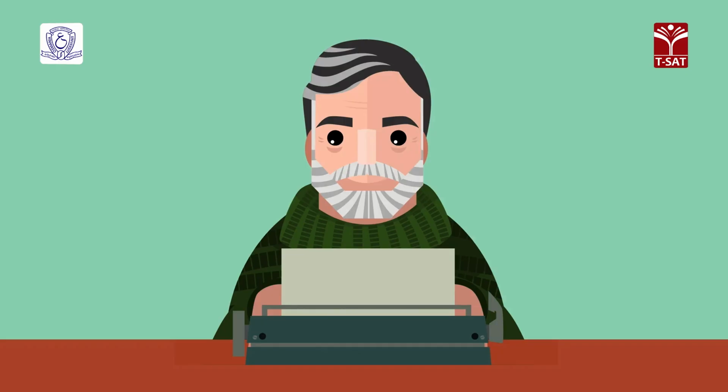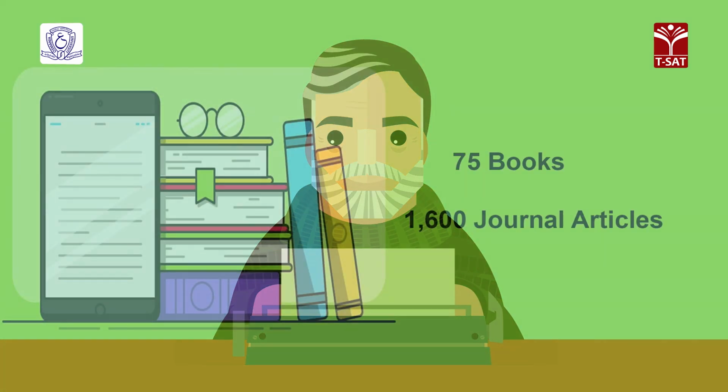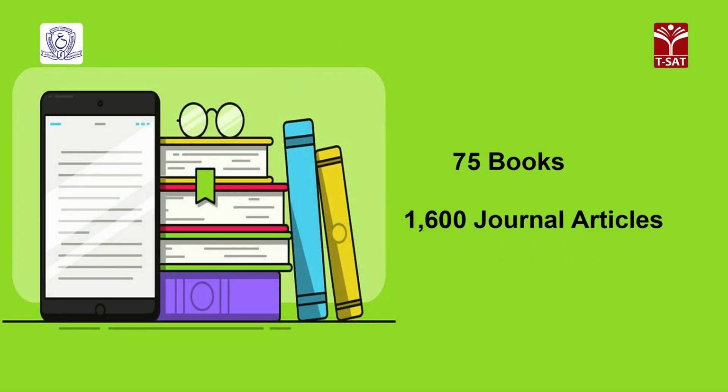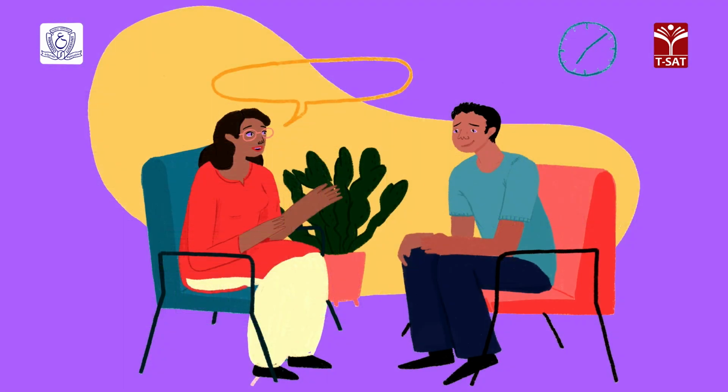He was also an extremely creative writer. Over the course of his career, he published more than 75 books and over 1600 journal articles. In addition to being one of the most famous psychologists, he was also one of the most controversial.